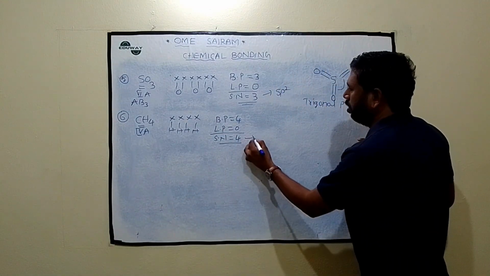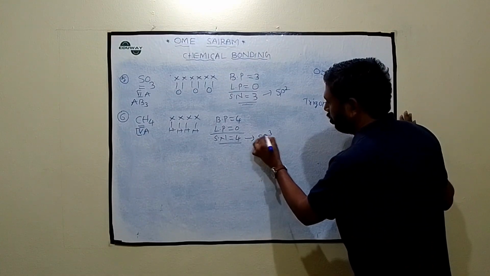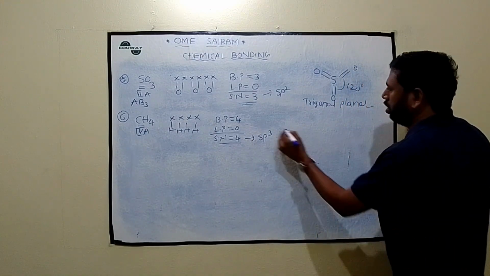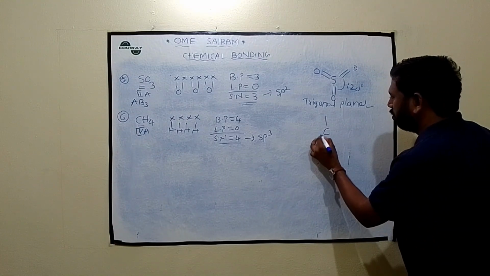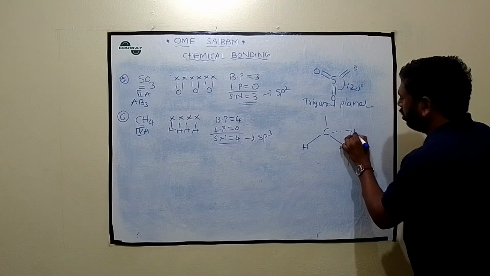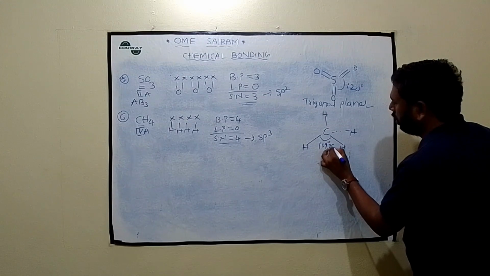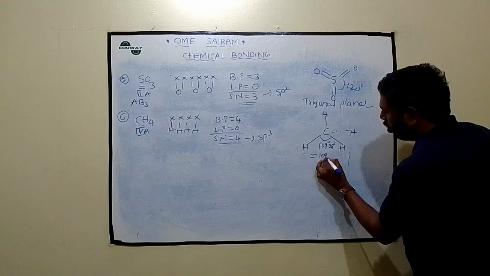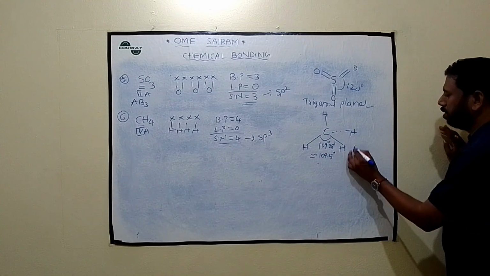If the steric number equal to 4, the hybridization should be sp3 hybridization. s power 1, p power 3, 1 plus 3 equal to 4. And when you observe the structure, the central atom is carbon and it is forming 4 bonds with 4 hydrogen atoms. And the bond angle is 109 degrees 28 minutes or approximately equal to 109.5 degrees. So the shape is tetrahedral.